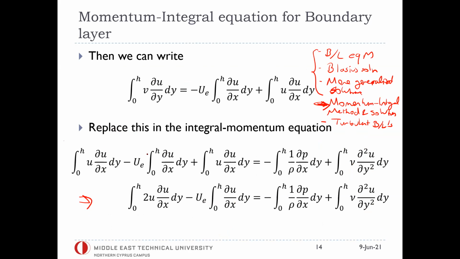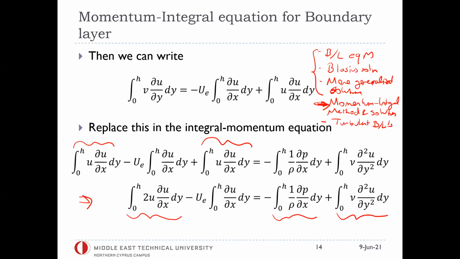So when we look here, we have one u du/dx dy here, and another one here. Just add them up, we get two of them, and minus this term. On the right-hand side, we have to integrate the pressure gradient term and the viscous term. So that's where we were last week on Thursday when we finished the class.